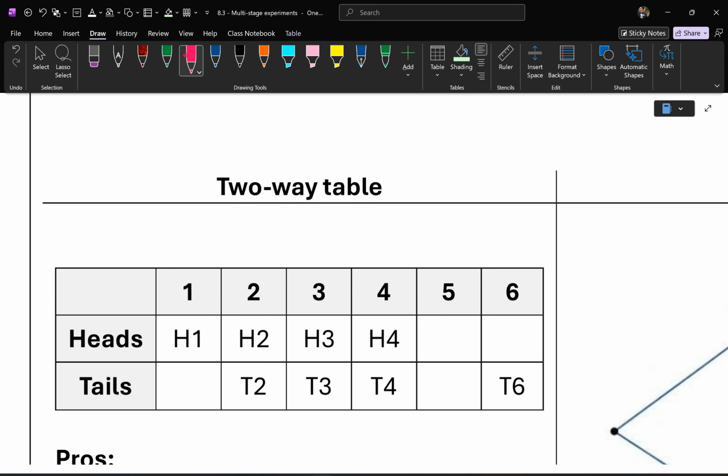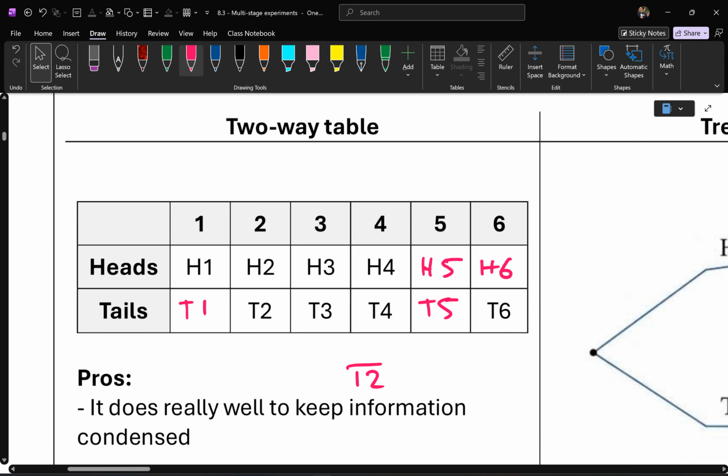So if we have a look here, how many total options can I possibly get? 12. So I've got H1, H2, H3, H4. I could get heads and then 5, heads and then a 6. Another option is I could get tails and a 1, tails 2, tails 3, tails 4, tails 5, tails 6. So in total, it's out of 12, right? So it's easy to see now that it's actually 12 options, but how many of those is a tail and a 3?